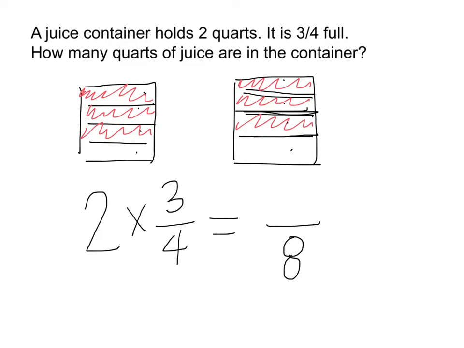Wait a second. That's not right. Hold on. How many of my fourths are filled in? That's what I want to know first. 6, right? I have 1, 2, 3, 4, 5, 6 filled in. Good. So I have 6 parts filled in. And do I have 8s or do I still have fourths? So my denominator is still fourths, right?